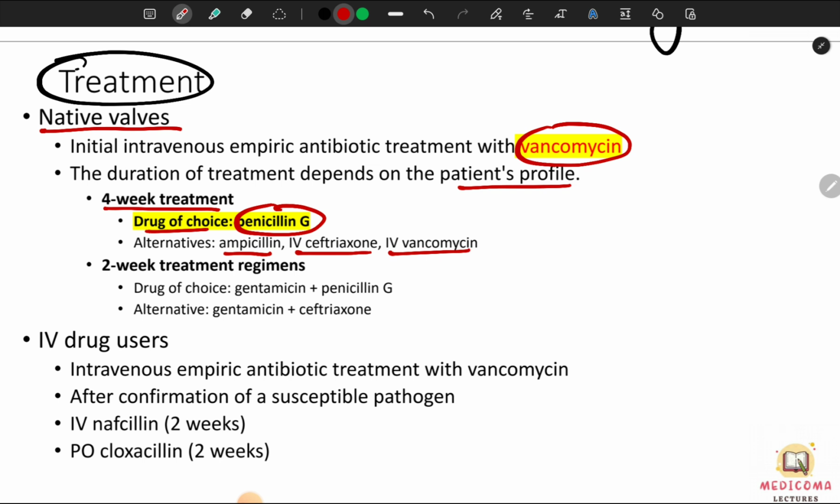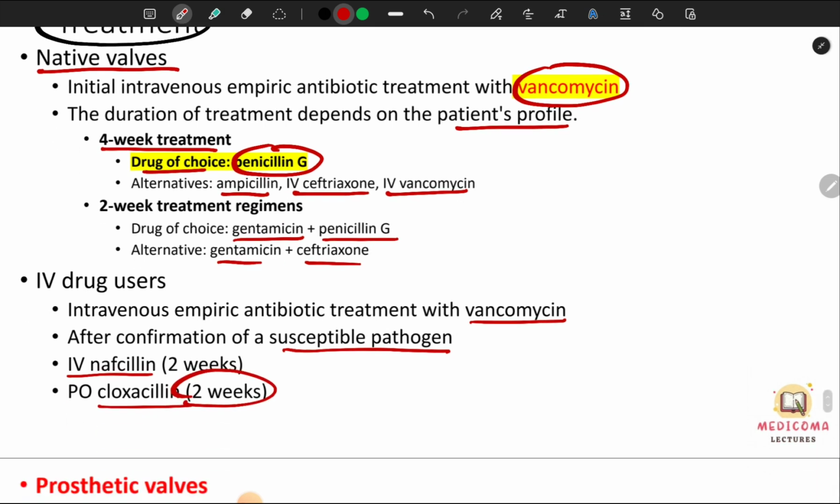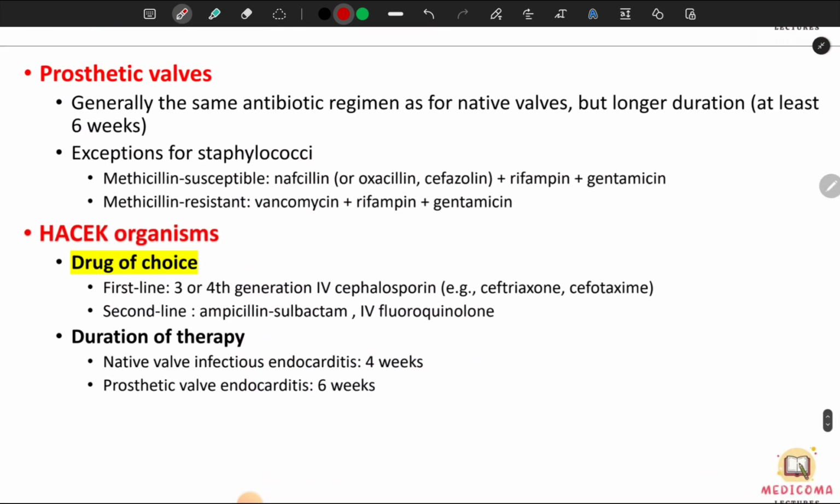For 2 week treatment, the drugs of choice are gentamicin, which is an aminoglycoside, and penicillin G. Alternative: gentamicin and ceftriaxone. If the patient is an IV drug abuser, what drugs can we use? Intravenous empiric treatment with vancomycin. After confirmation of the susceptible pathogen, we will use IV nafcillin for 2 weeks and per oral cloxacillin for 2 weeks. So next one is the prosthetic valve. If there is involvement of a prosthetic valve, what drugs do we use?